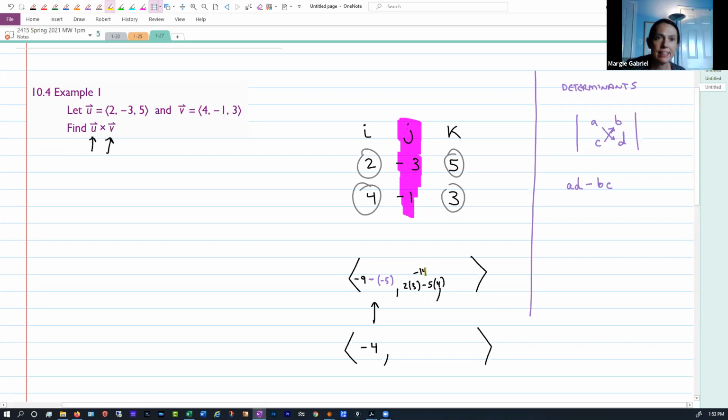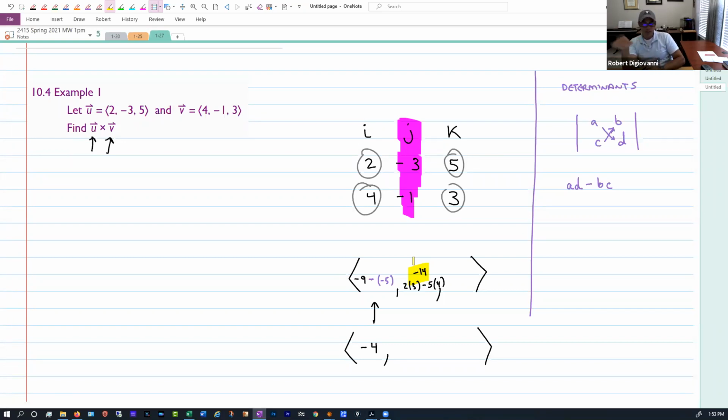Isn't it going to be order specific? You have to change the sign of that number. When you do the second little determinant, you always use the same formula, but when you get that answer, you change the sign. So even though I got -14, I'm going to change sign. So make sure you put a little note here. You got to change sign. That's going to be +14.